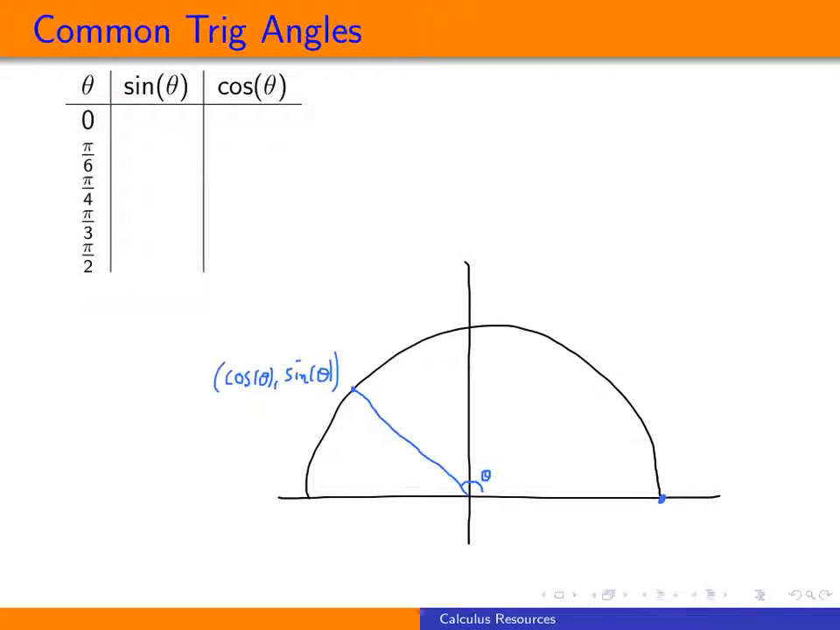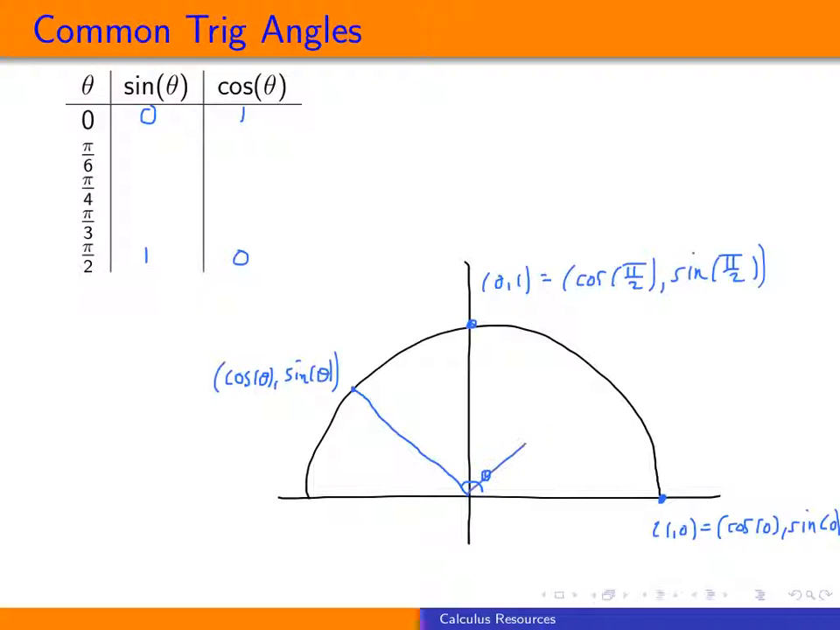So for example, if that angle is 0, that puts us at the point 1, 0. So that would give us cosine 0, sine 0. So we know that sine of 0 is 0, and cosine of 0 is 1. If we make that angle pi over 2, we know that 0, 1 is equal to cosine pi over 2, sine pi over 2. So that sine of pi over 2 is 1, cosine of pi over 2 is 0.